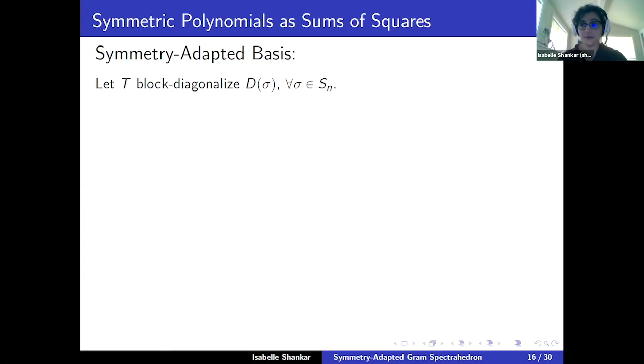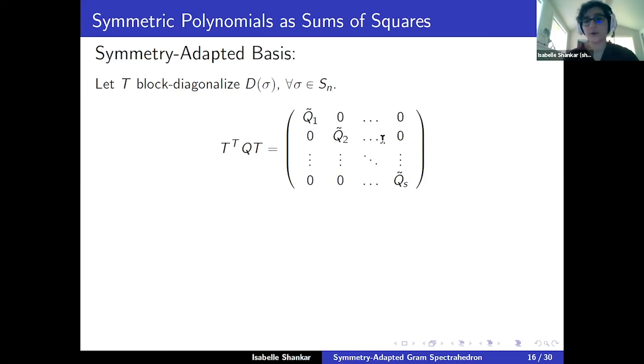Specifically, I'll calculate it to be orthogonal. I can do that. This change of basis matrix block diagonalizes our matrix representation D sigma, and as I said earlier, it turns out it also block diagonalizes our Q matrix after we've done that initial reduction in the number of indeterminates of our Q.